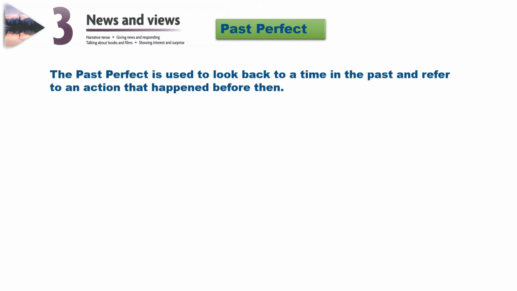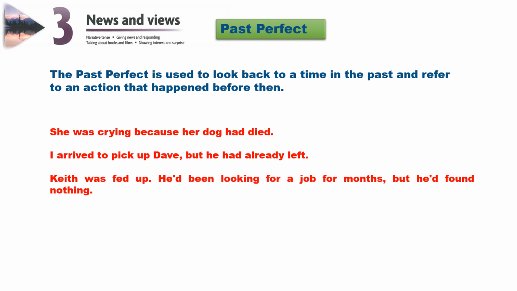Another narrative verb is past perfect and past perfect continuous. Past perfect is used to look back to a time in the past and refer to an action that happened before then. What does it mean? For example, she was crying because her dog had died. So this tense, her dog had died, is a past perfect, and it looks back to a time in the past, and at the same time refers to an action that happened before. So she was crying as a result of her dog having died in the past.